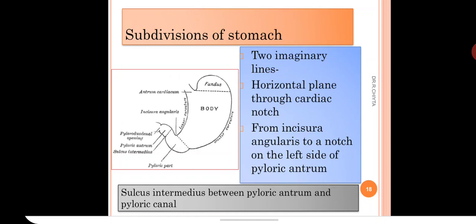Pyloric part is again divided into pyloric antrum, pyloric canal, and pylorus. A sulcus intermedius intervenes between the pyloric antrum and the pyloric canal. The length of the pyloric part is about 10 centimeters, antrum is about 7.5 centimeters, and canal is about 2.5 centimeters.